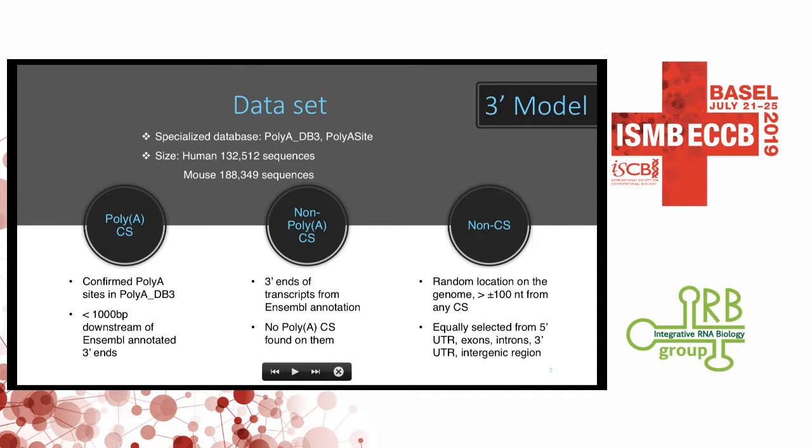So similarly, for the 3' model, we are doing similar things here, but I want to briefly mention why we are having this non-poly CS. That's because when we were trying to map all the poly sites in these databases back to Ensembl annotation, we found that some transcripts have no poly sites identified on them anyway. So we are just simply taking their ends and labeling them as non-poly CS because they have no evidence. And later I'll show you how adding this label is helping us to improve the accuracy.